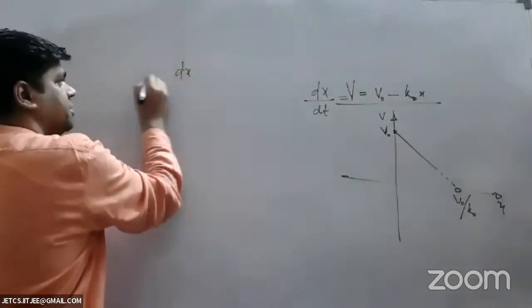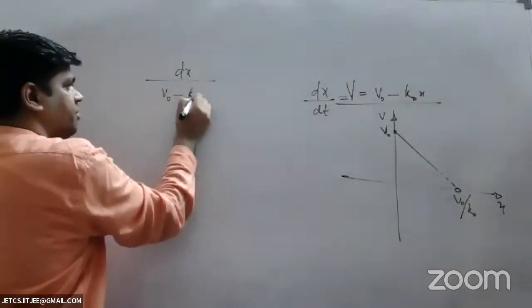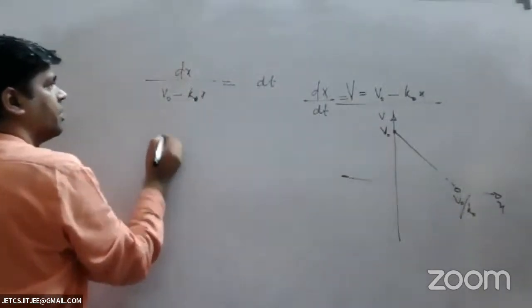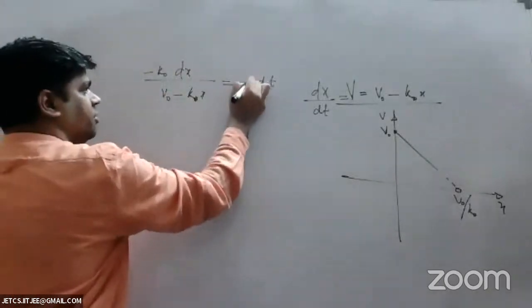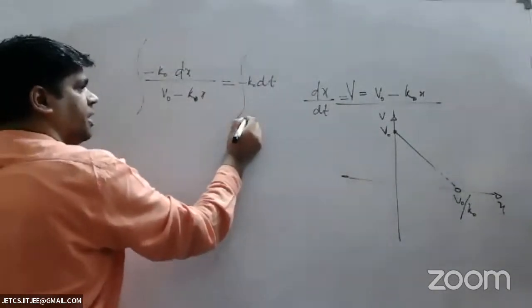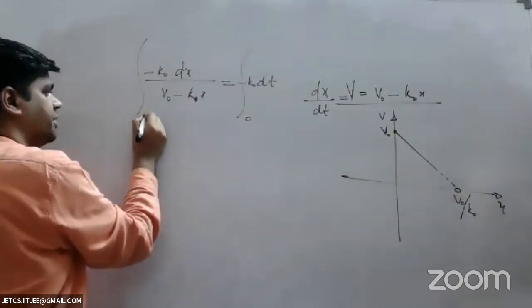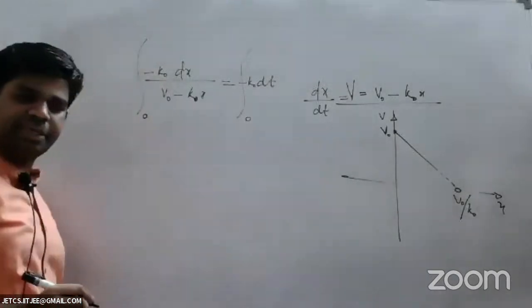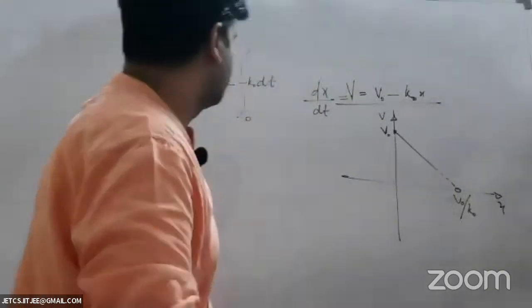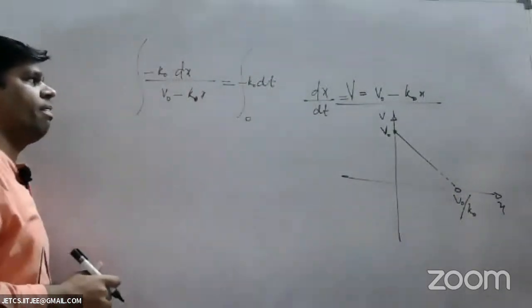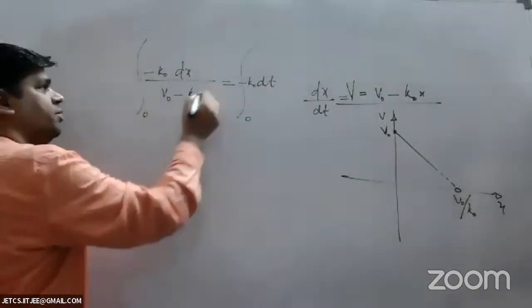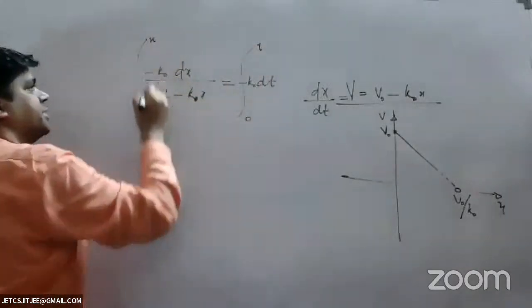So I get dx by (v naught minus k naught x) is equal to dt. I multiply with k naught on both sides, and then I integrate. At t equal to 0, position is 0, he said. He starts with x equal to 0. That's what he said, right? What is the position at t equal to 0? x equal to 0, sir. All right. At t equal to t, position is x.